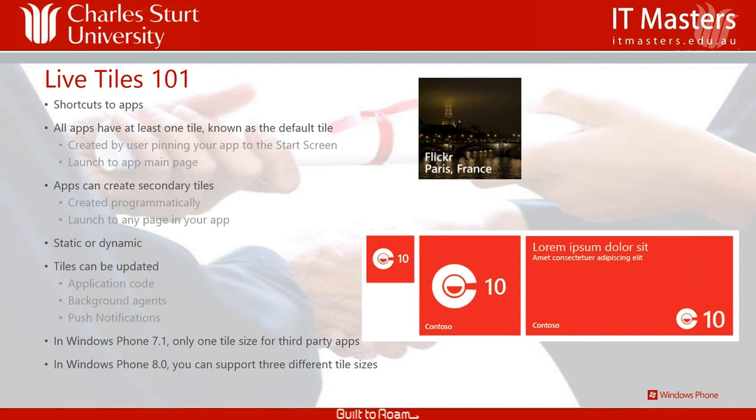But third-party apps were constrained down to this big square 173 by 173 tile. With Windows Phone 8, we've actually got three different size tiles that we can target. We've got a small, medium, and a wide tile. In fact, all applications out of the box will support the small and medium live tiles, and it's optional for the application to support the wide format. And you can define this on a tile-by-tile basis.